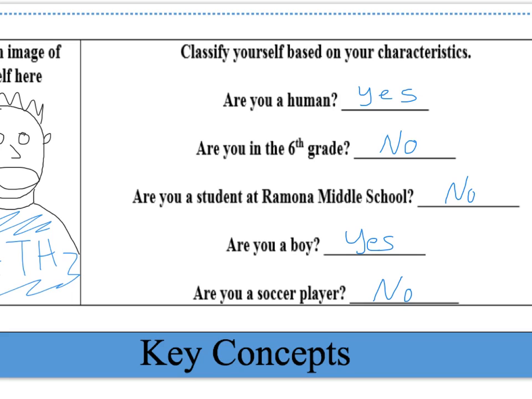Just like we can call ourselves different things, some people are good at sports, some people are good at video games. There are many different things that you can refer to yourself. I can refer to myself as an adult, a teacher, and a human being. Just like we can call ourselves different things, numbers can also call themselves different things as well.